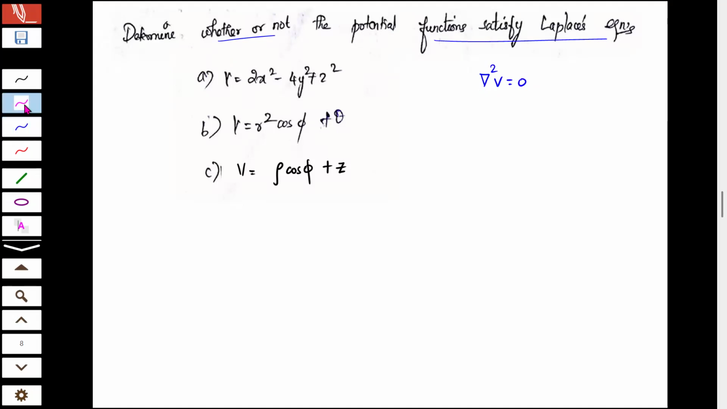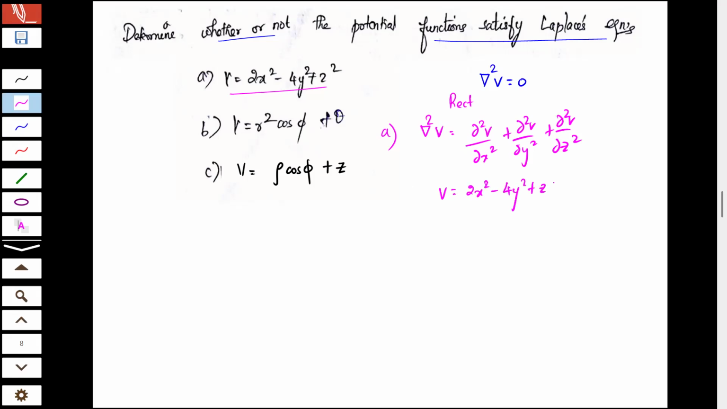Let us start with the first subdivision. In the first subdivision, the given potential function is given in rectangular system of coordinates. So in this, we have to write del square v in rectangular system. In rectangular system, this is given as dou square v by dou x square plus dou square v by dou y square plus dou square v by dou z square. These are all second order differentiation of the potential function v, where the given function v is 2x square minus 4y square plus z square.